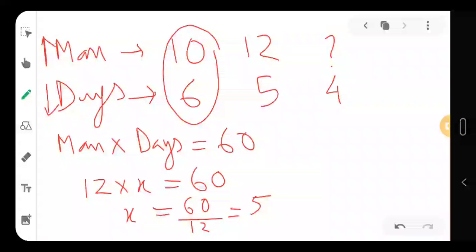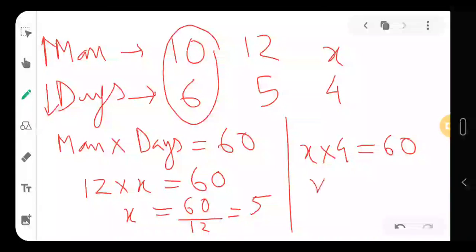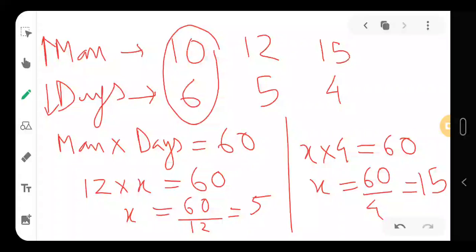Okay, continuing. We have to do this for the next case also. So let's say this is now x. I can write here again: x into 4 has to be 60. So x will be 60 by 4, that is 15. So instead of x I can write here 15. So this kind of math can come.